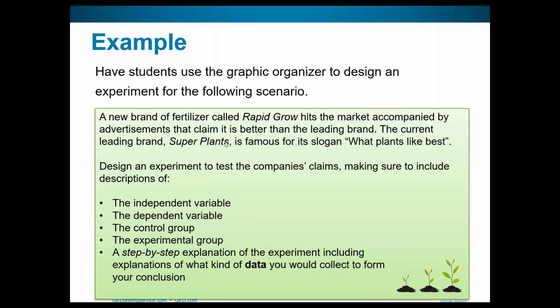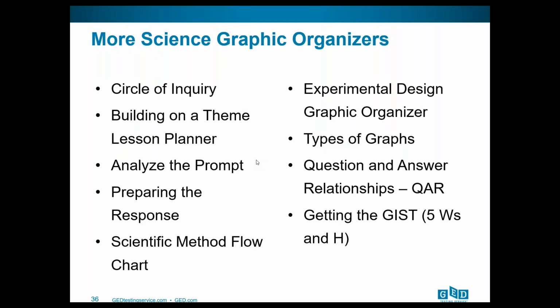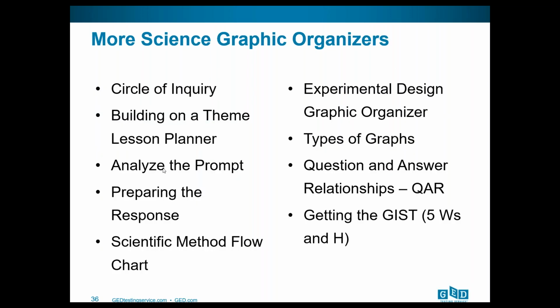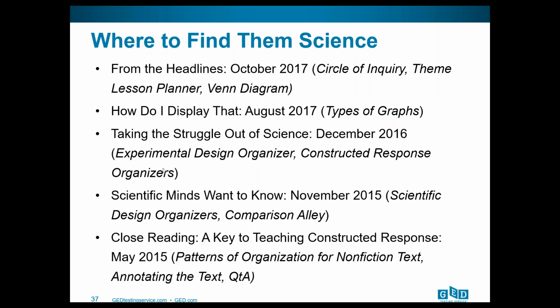So we have a number of different graphic organizers. There are lots of different things that are included. That scientific method flow chart. There are different types of graphs that students might need to use. Also, question and answer relationships. Those are all things that can make a big difference. Now, do we have those? Absolutely. In fact, if we look all the way back to May of 2015, you can see that there are a number of different things that would apply, and you would be able to pull information from those.